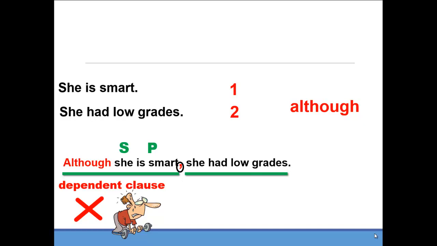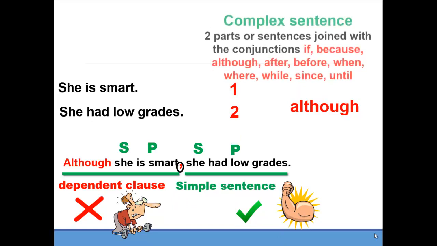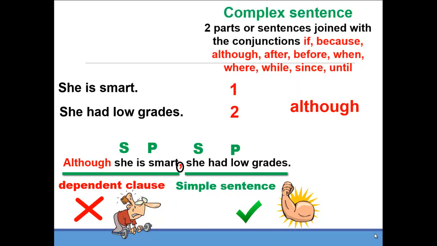Let's move to the next part. She had low grades. Can we use this part of the sentence alone? Yes, we can. She had low grades. So it is a simple sentence. It can be used alone. The two parts joined together will make up a complex sentence.